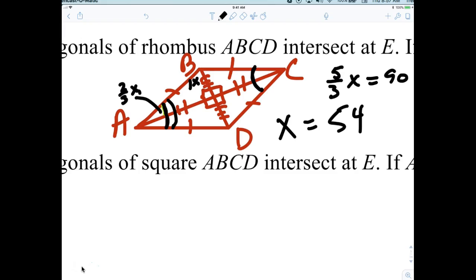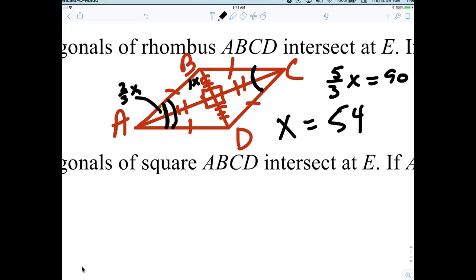I found x to be 54, correct? If x is 54, this angle right there, Joe, come on. William, shh. Do you understand how I got 54? Yeah. Now I'm going to go slow. x is 54. You hear me? So if x is 54, this angle right here is 2/3 of x. So 2/3 times 54 is 36.